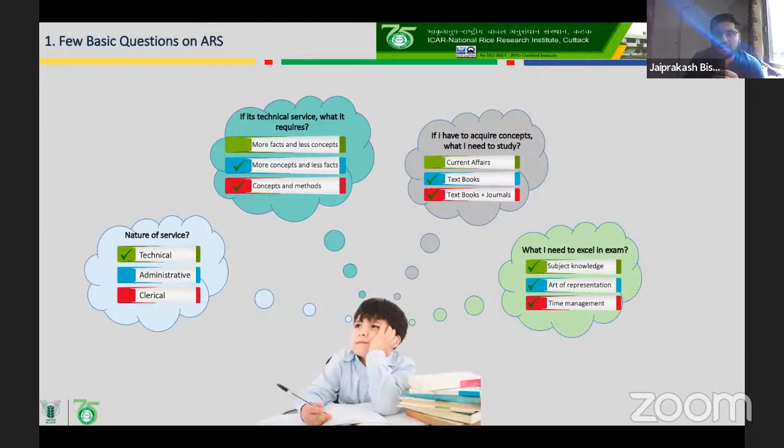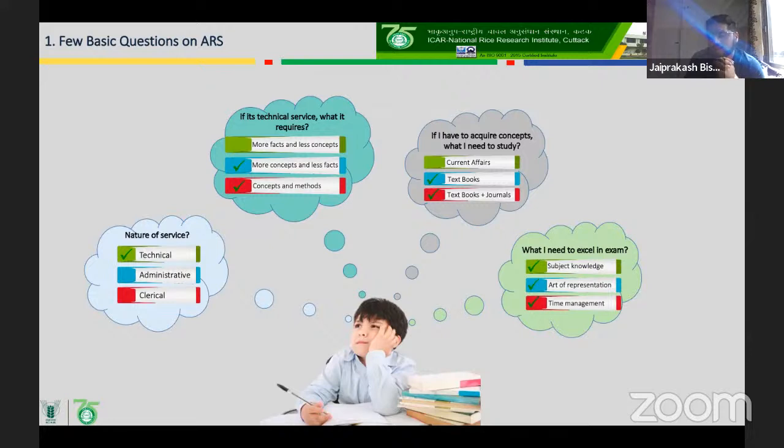Then these things are really useful. And what I need to excel in the examination, to get through the ARS service examination, or ARS NET examination, is thorough subject knowledge.